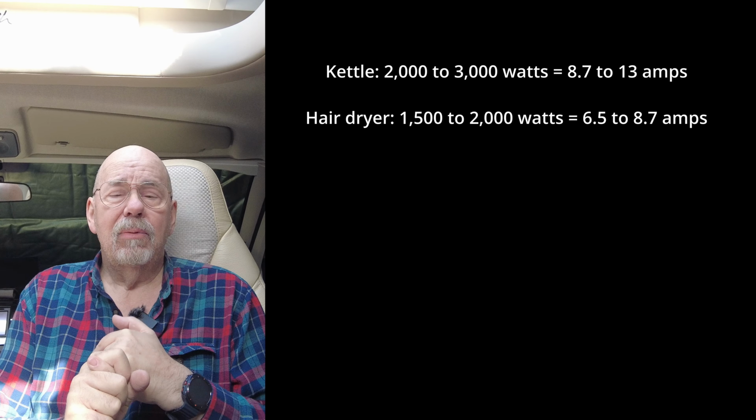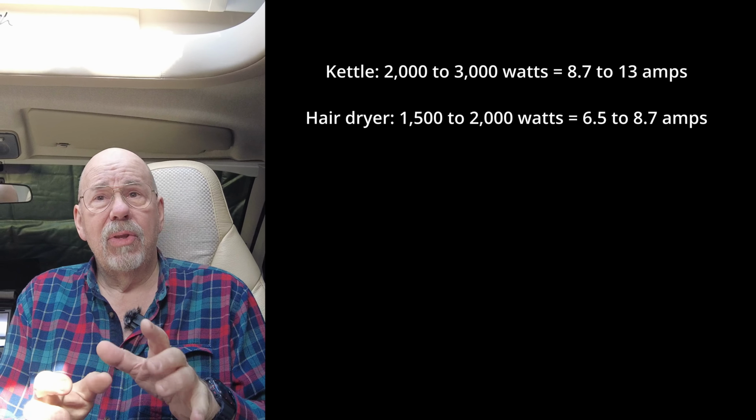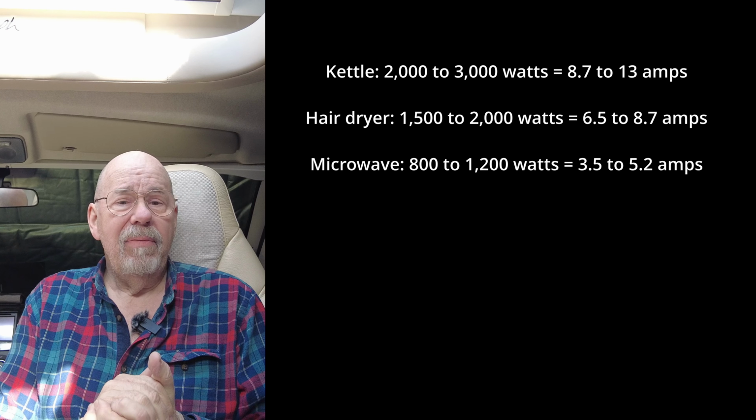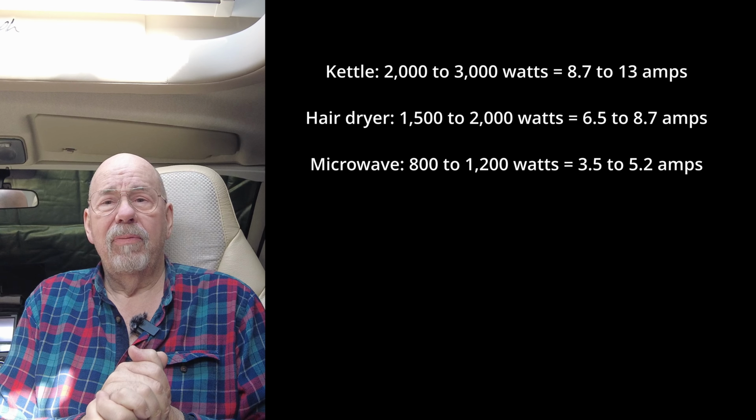So here's what some common appliances draw. An electric kettle, a regular one you might get from the house, will draw between 2,000 and 3,000 watts. That's between 8.7 amps and 13 amps. A hairdryer, that will draw between 1,500 and 2,000 watts, which is 6.5 amps to 8.7 amps. A microwave, between 800 and 1,200 watts, which is between 3.5 amps and 5.2 amps.